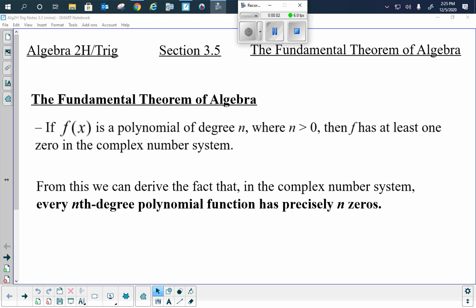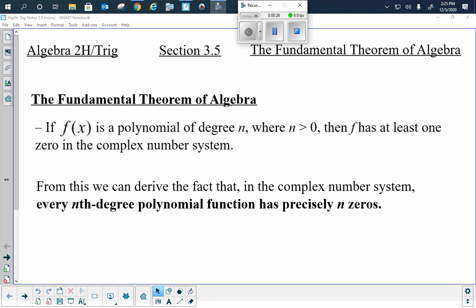For section 3.5, we're looking at the fundamental theorem of algebra. What you're going to find is just now a given name of what we have already talked about. Okay, so the fundamental theorem of algebra says if f of x is a polynomial of degree n, where n is greater than 0, then f has at least one 0 in the complex number system.